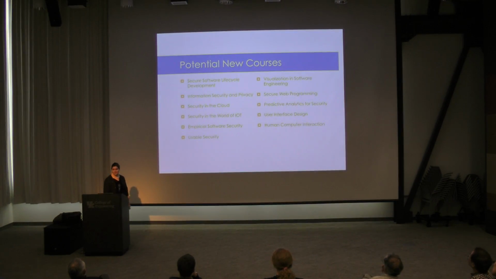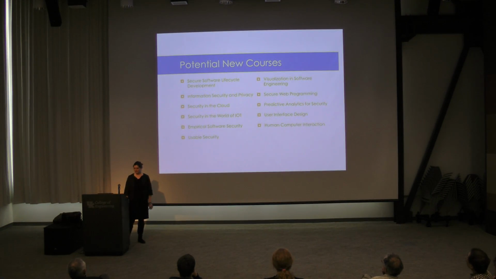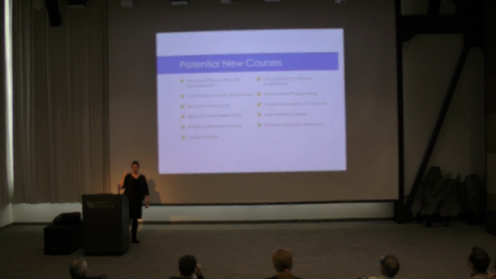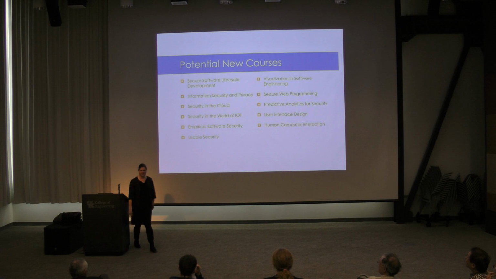Some potential ideas for classes, and these are just things thrown out there: secure software lifecycle development, information security and privacy, security in the cloud, security in IoT, empirical software security, Internet of Things, security versus usability, visualization, user interface design, human-computer interaction. I was just looking through the course catalog, and these may have been taught as special topics, but just some interesting things that I didn't see there.